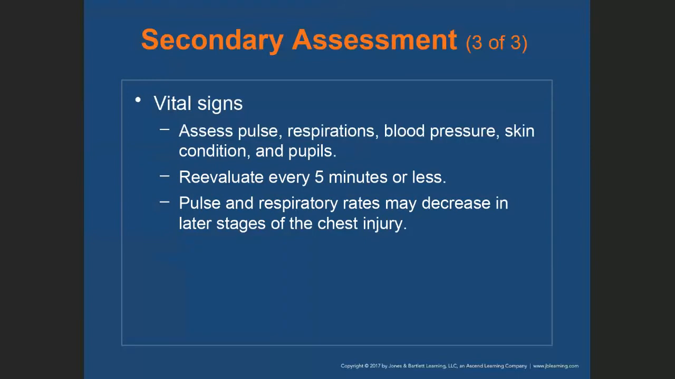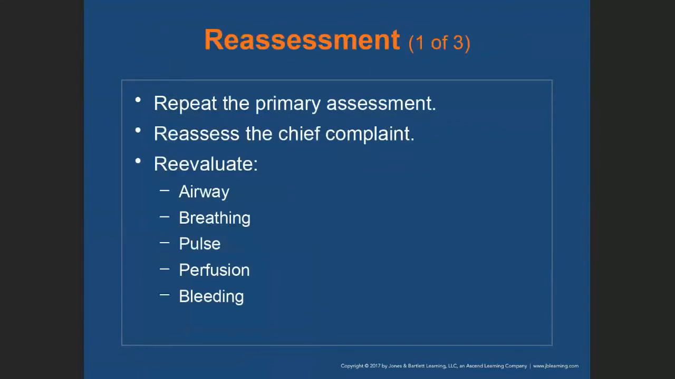Vital signs, we want to consider the patient's level of consciousness, pupil reaction, respiration with pulse oximetry, end-tidal CO2 if available, pulse, blood pressure, blood sugar. Vital signs, assess pulse, respiration, blood pressure, skin condition, and pupils. Reevaluate every 5 minutes or less. Pulse and respiratory rates may decrease in later stages of the chest injury.